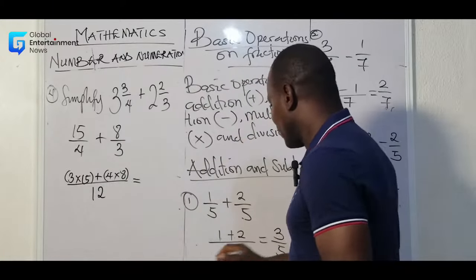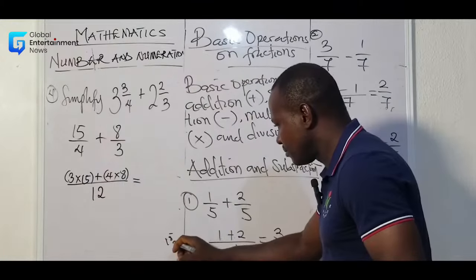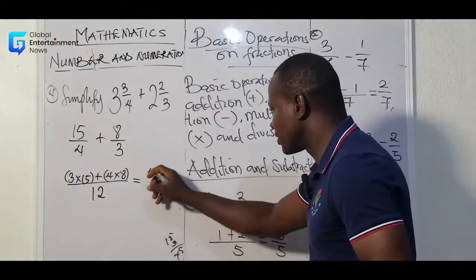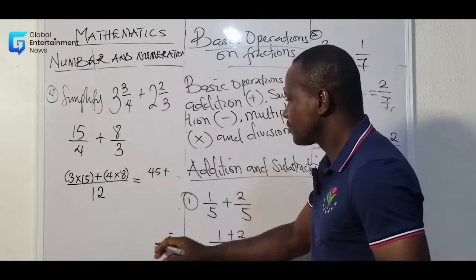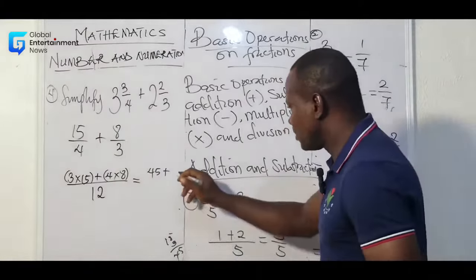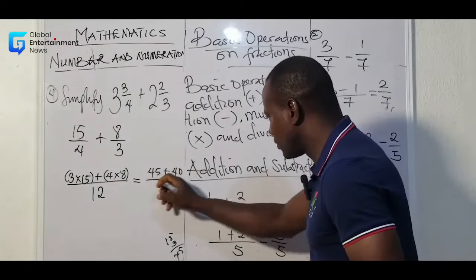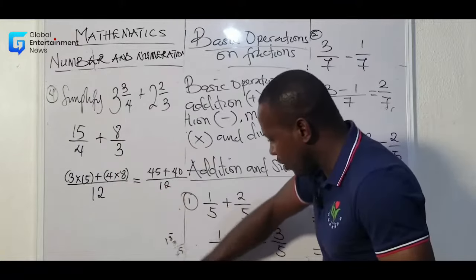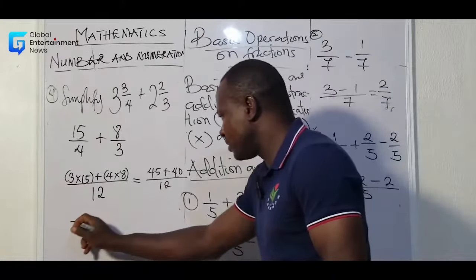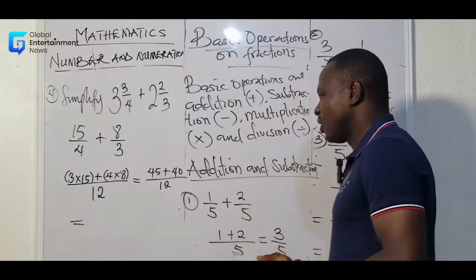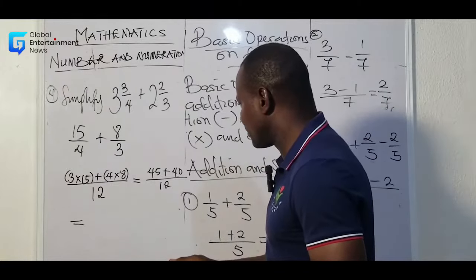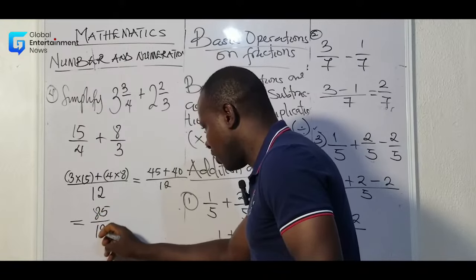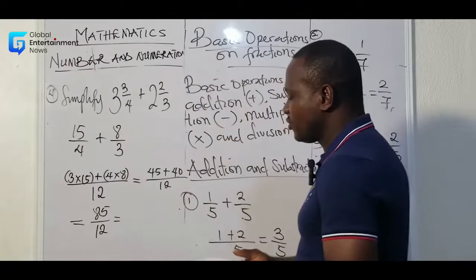So what do we get? 15 times 3, we have 45. So this is 45 plus 4 times 8, that is 40, that is 40 all over 12. So if we add this together, or you sum it up, what do we get? 45 plus 40, that is 85 all over 12.